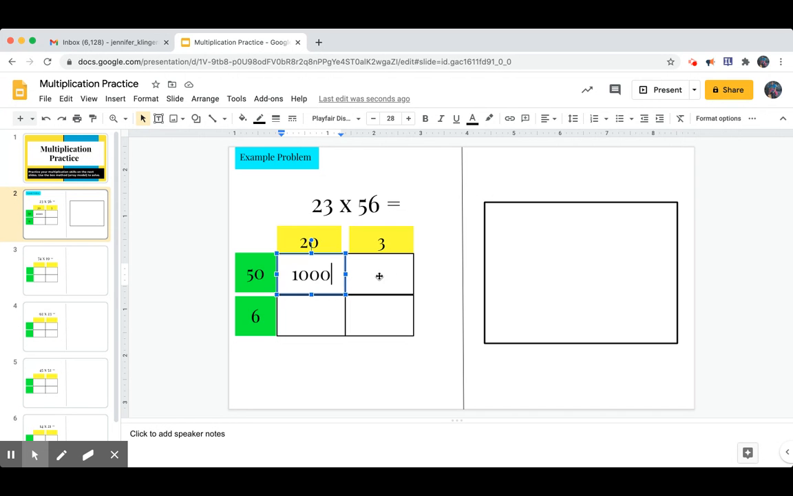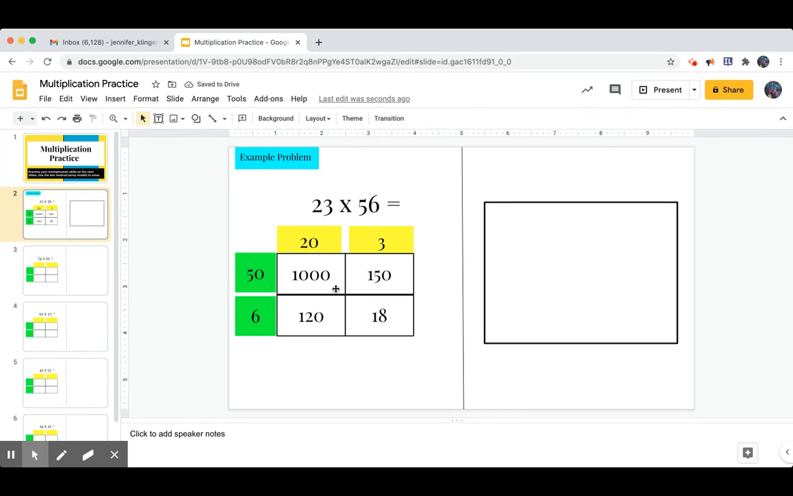Now I'm going to go over here to the next box. I have 50 times 3. Well, I know that 5 times 3 is 15. So I'm going to put 15. And then I'm going to add my 0 to the end. So 50 times 3 is 150. I'm going to do the same thing with the other boxes below. Double click. 20 times 6. So 2 times 6 gives me 12. Add my 0. And my last one is 6 times 3, which is 18.